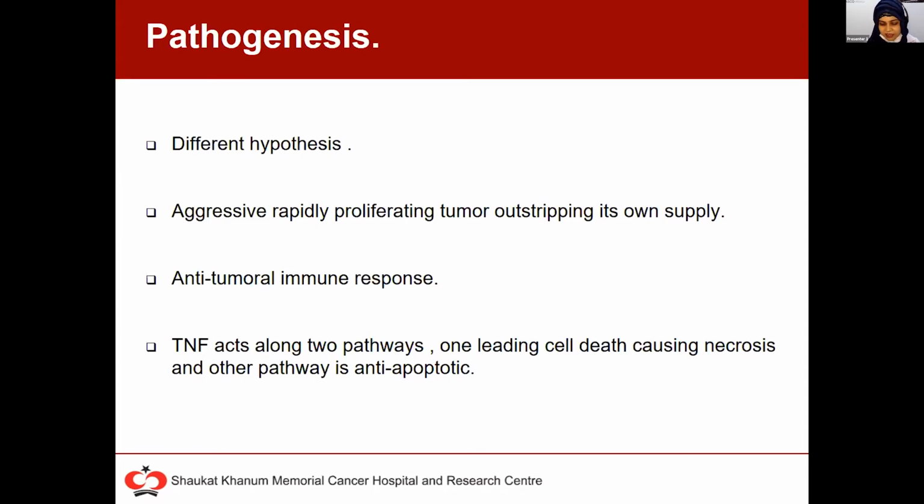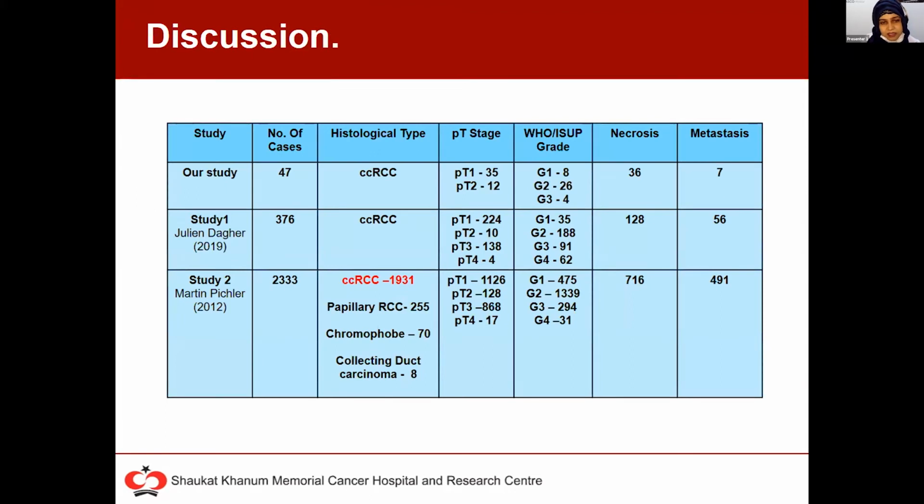We compared our study results with 2 other studies. Study 1 by Julin performed in 2019, and study 2 performed in 2012 by Martin. When we compared our results with these 2 studies, the results were comparable. We performed a univariate analysis, an independent t-test, and the p-value turned out to be 0.3.